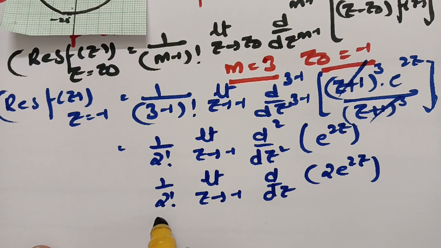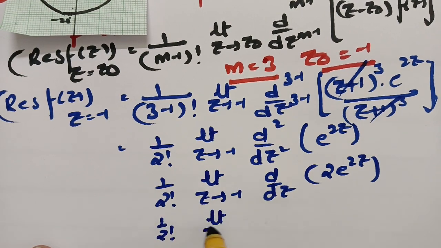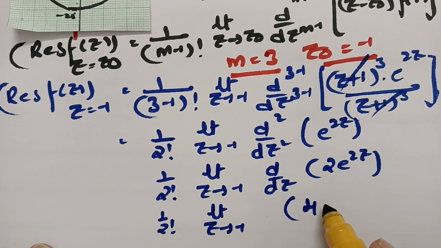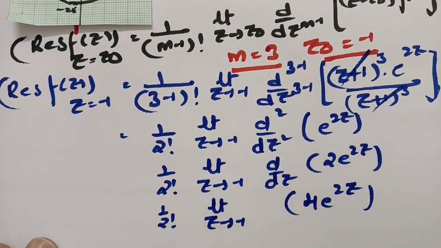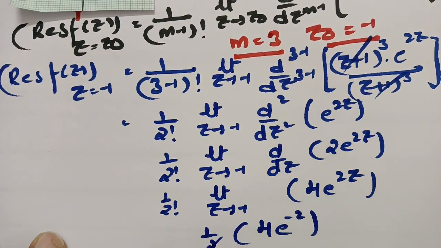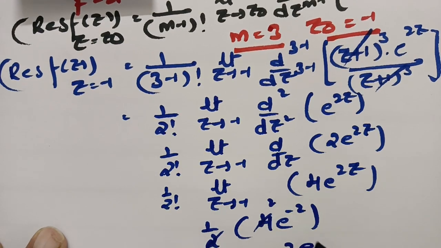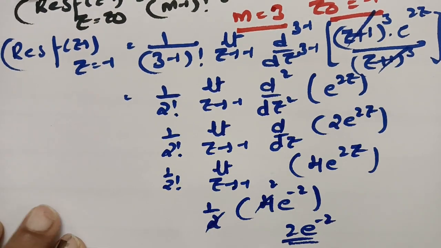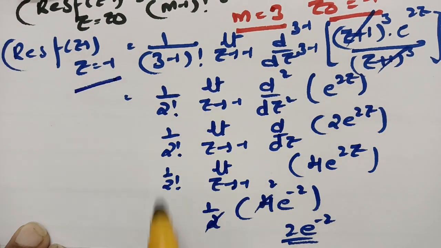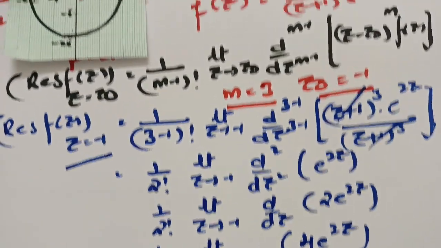And the next derivative will be 1 by 2 factorial into limit z tends to minus 1. So this will be 2 squared, that is 4, into e power 2z. And again we have to substitute z is equal to minus 1. This is 1 by 2, 4 times e power minus 2. So if I cancel, this value is 2 into e power minus 2. So this is the residue value for the corresponding pole z is equal to minus 1.